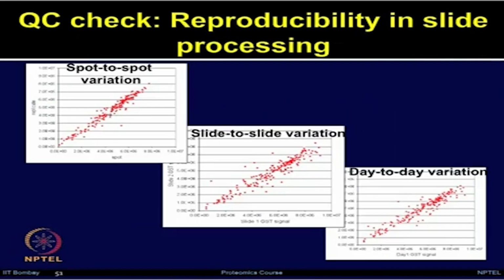Now, once you have looked at day to day variations, also look at other types of variations such as spot to spot variation, slide to slide variation, and day to day variation, again plotted in this graph. It shows that NAPA arrays are quite reproducible and the R square is more than 0.95 in all the cases.